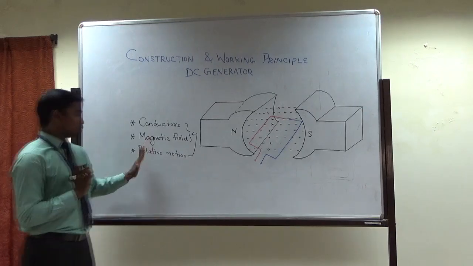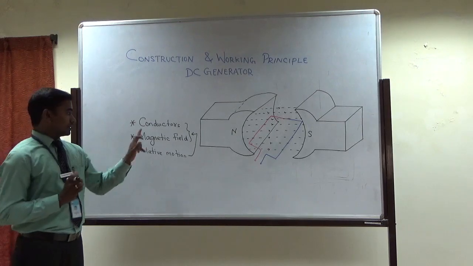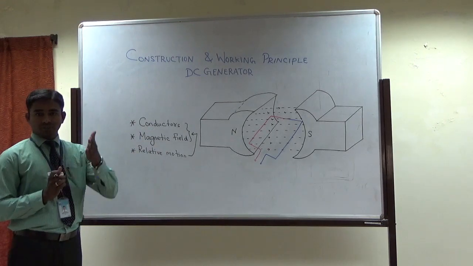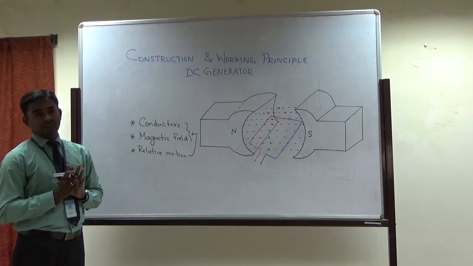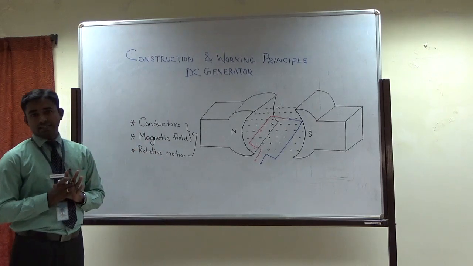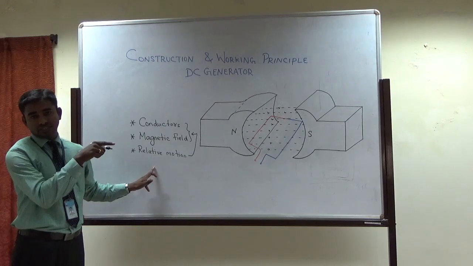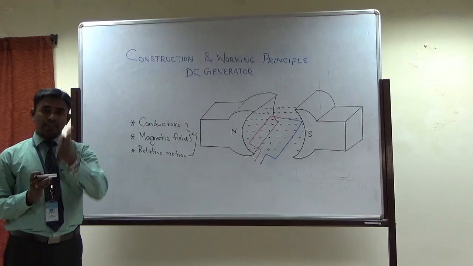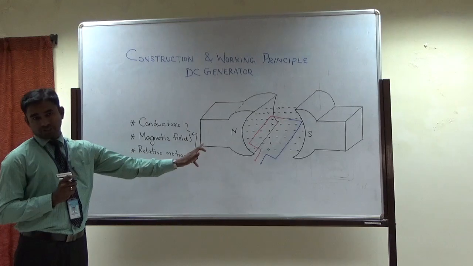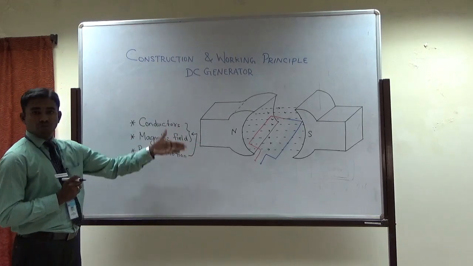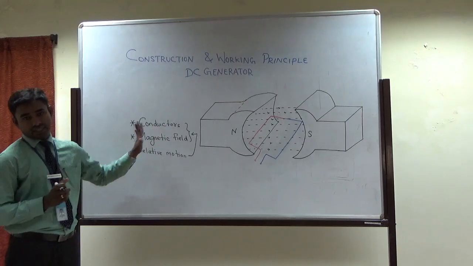So in that law, we need some conductors, because we are going to move the conductor in a magnetic field. Then the magnetic field is another essential part. Then what is this? Relative motion. What that law says is we have to move the conductor in the magnetic field. The relative motion will do that operation. That means by moving the conductor in the magnetic field, an EMF will be induced in that conductor.